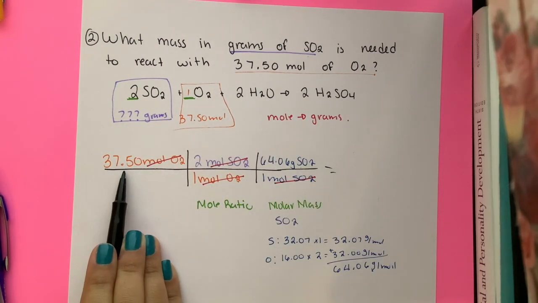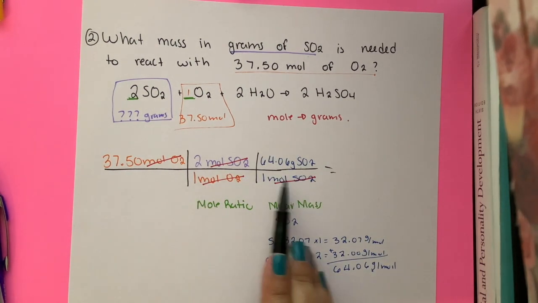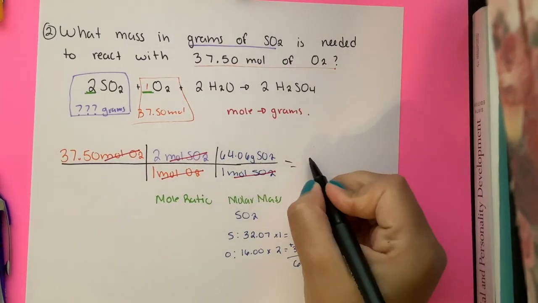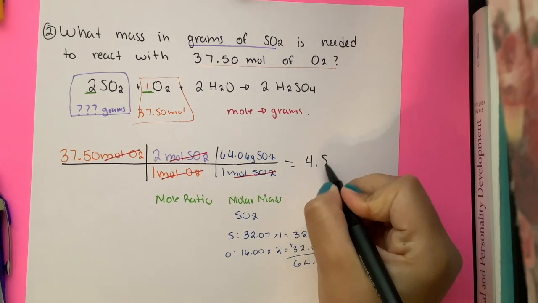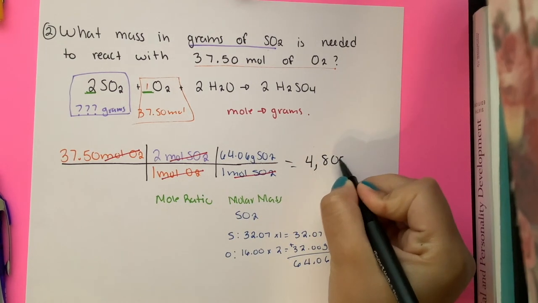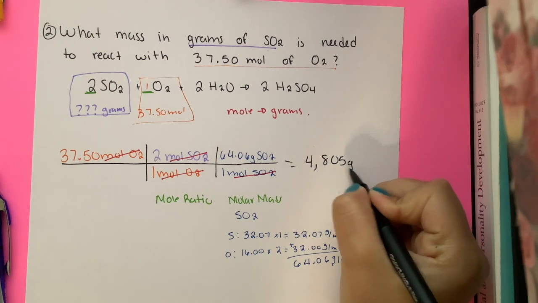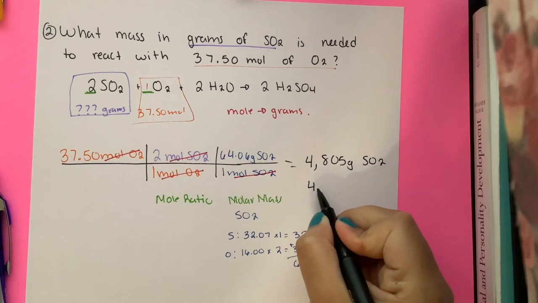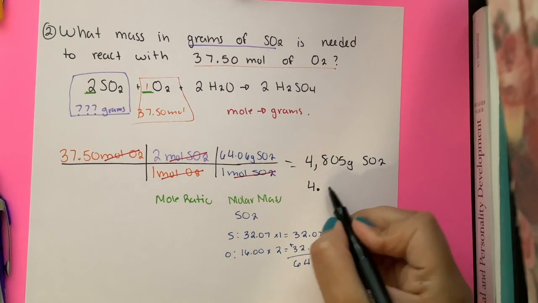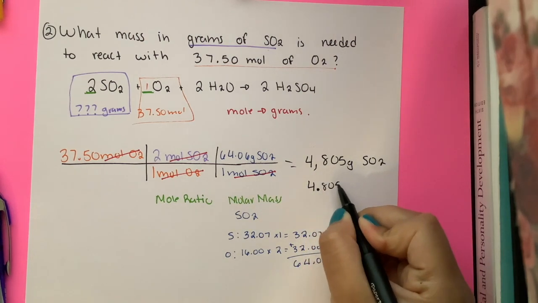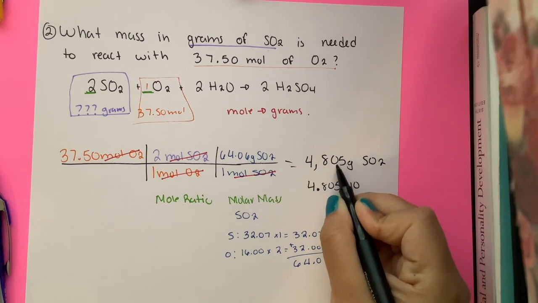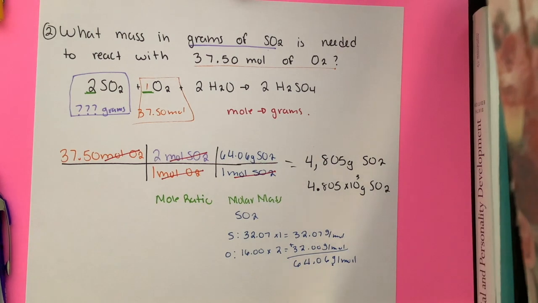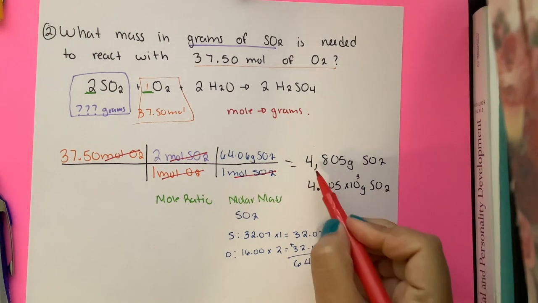I get 37.5 times 2 times 64.06, and it gives me 4,805 grams of SO2. Okay, I could have also written it as 4.805 times 10 to the 3 grams of SO2. Okay, but this is fine.